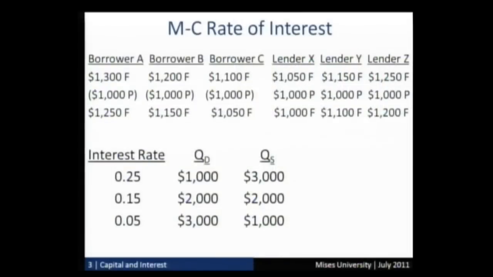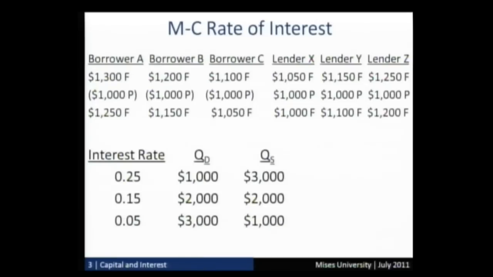Let's say we have this borrower, person A. And again, the items in parenthesis are things that the person does not have. So this person does not have $1,000 of present money. And this person is willing to trade at a premium of $300, $1,300 of future money for $1,000 today. Or, if this person were to acquire present money, they'd be willing to acquire this $1,000 of present money for a future payment of $1,250. Right, so the time preference premium is 25%.